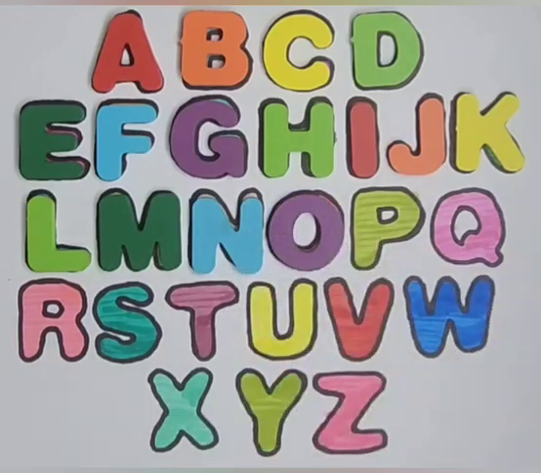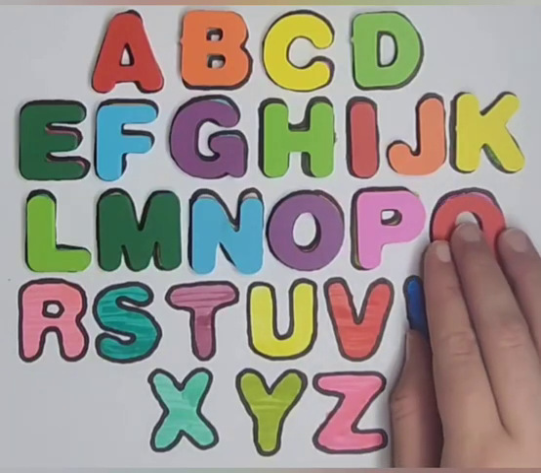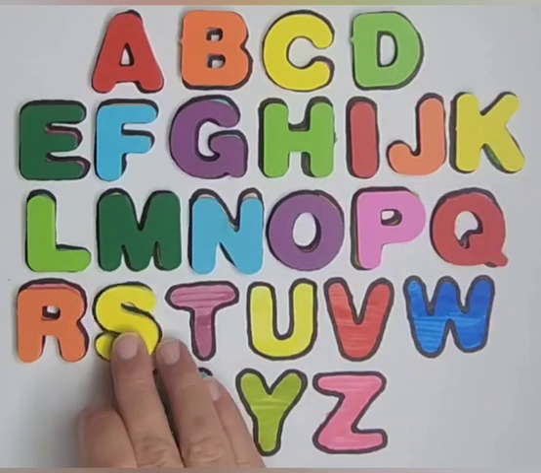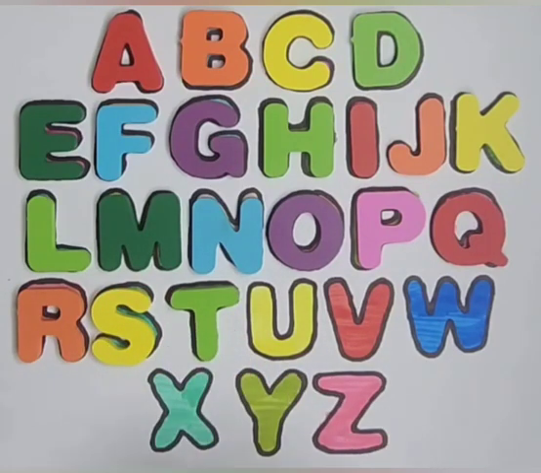O. O is for orange. P. P is for penguin. Q. Q is for quail. R. R is for rabbit. S. S is for sunflower. T. T is for tiger.